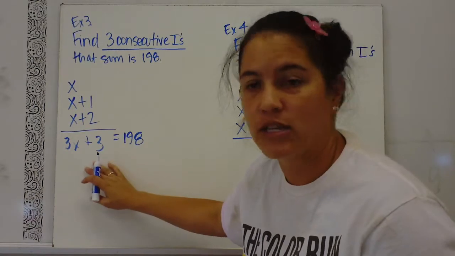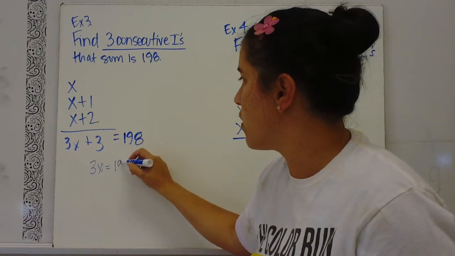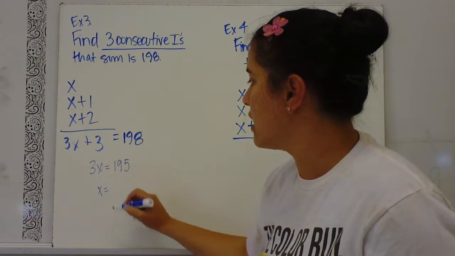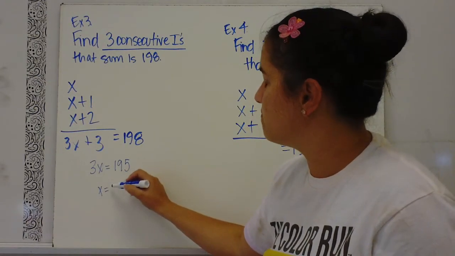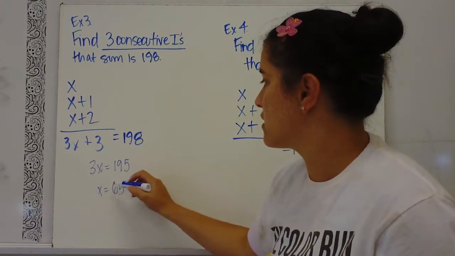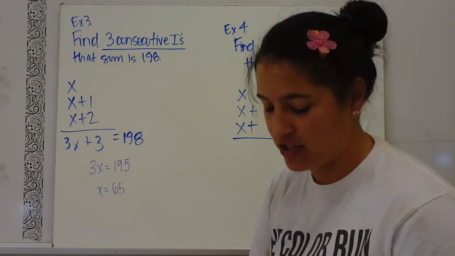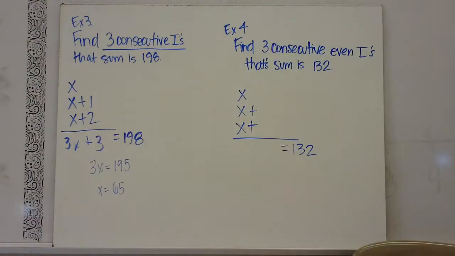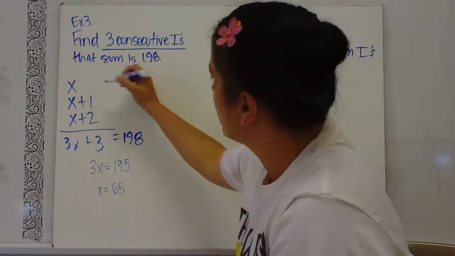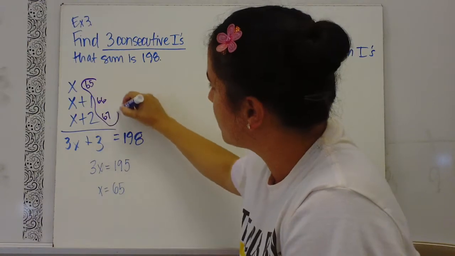So then now we have a multi-step. So you would subtract 3 from both sides, and you get 3x equals 195. Then you would divide both sides by 3, and you would get what? 65, I think. All right, so 65. That means your first number is 65, your second number is 66, and your third number is 67.